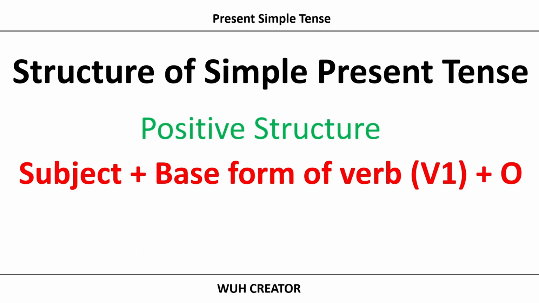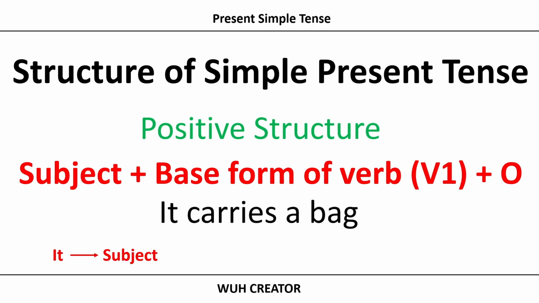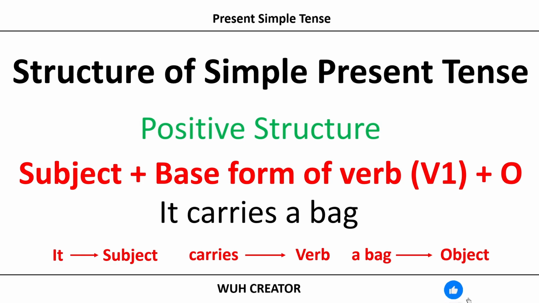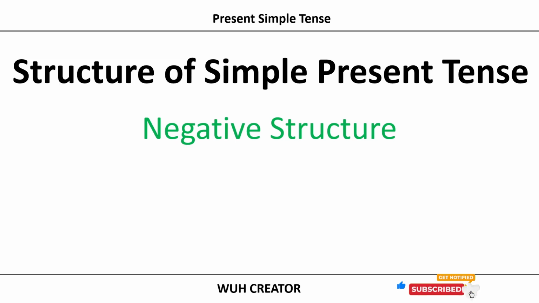The last example for positive sentences. It carries a bag. Here, it is the subject. Carries is the verb. And bag is the object. Notice that the verb carry ends with a consonant plus y. In the simple present tense, when a singular subject such as it is used, we change y to i and add es, so carry becomes carries. This follows the rule for verbs ending in consonant plus y. Always remember, when there is a consonant before y we change it to ies, otherwise if there is a vowel before y we only put s. Now, let's move on to discussing negative sentences in the simple present tense.